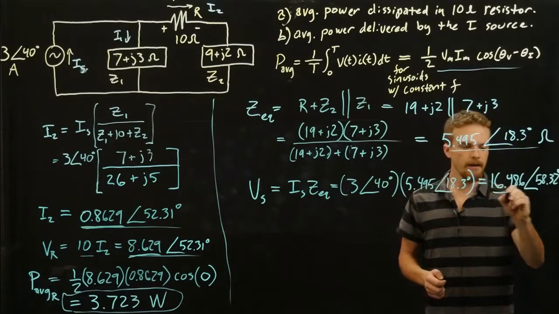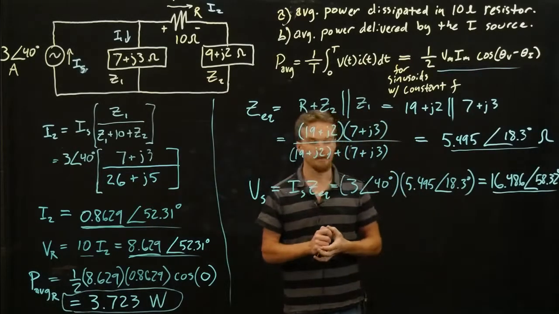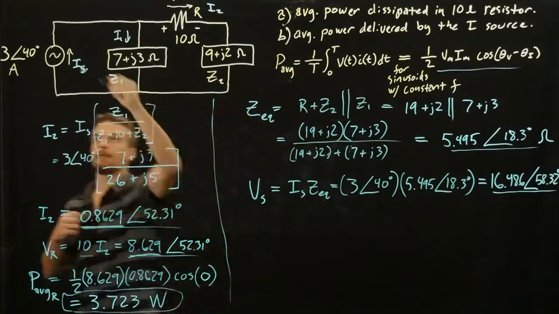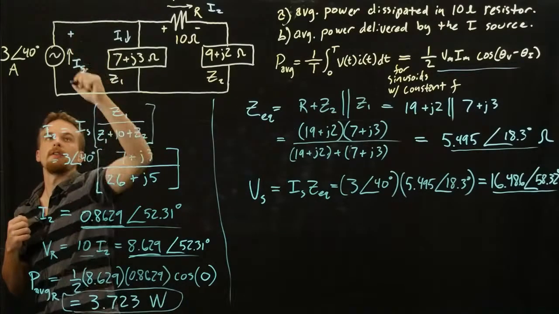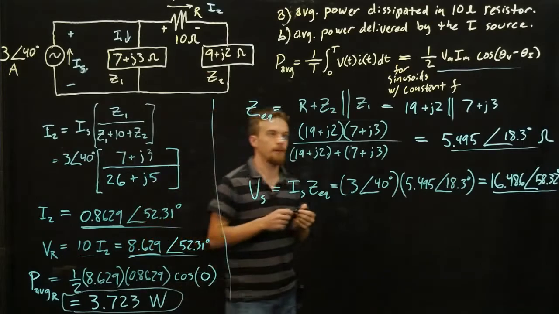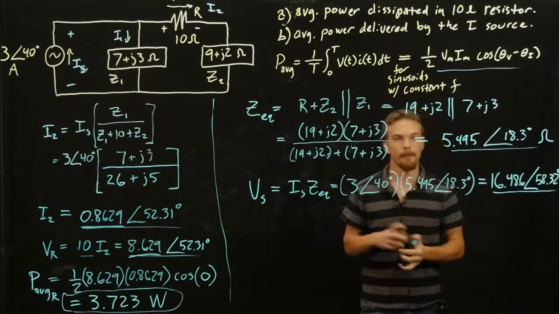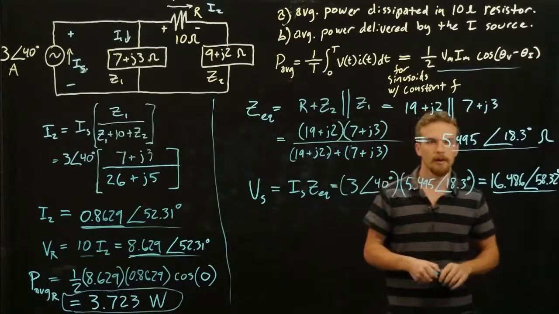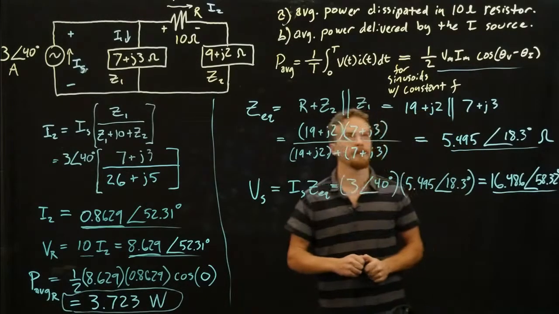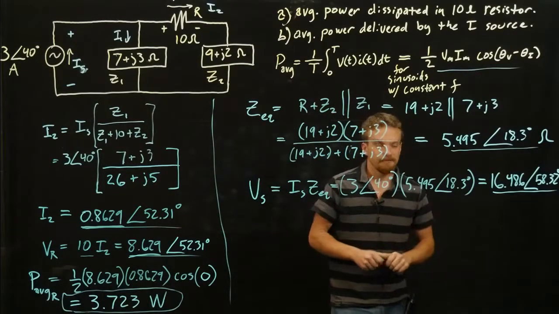Okay, so that is the value of the voltage across our source. That would be this voltage from here to there. So now we have everything we need to get the power delivered or absorbed by the source. We're gonna guess that it's delivered. So how would we do this?